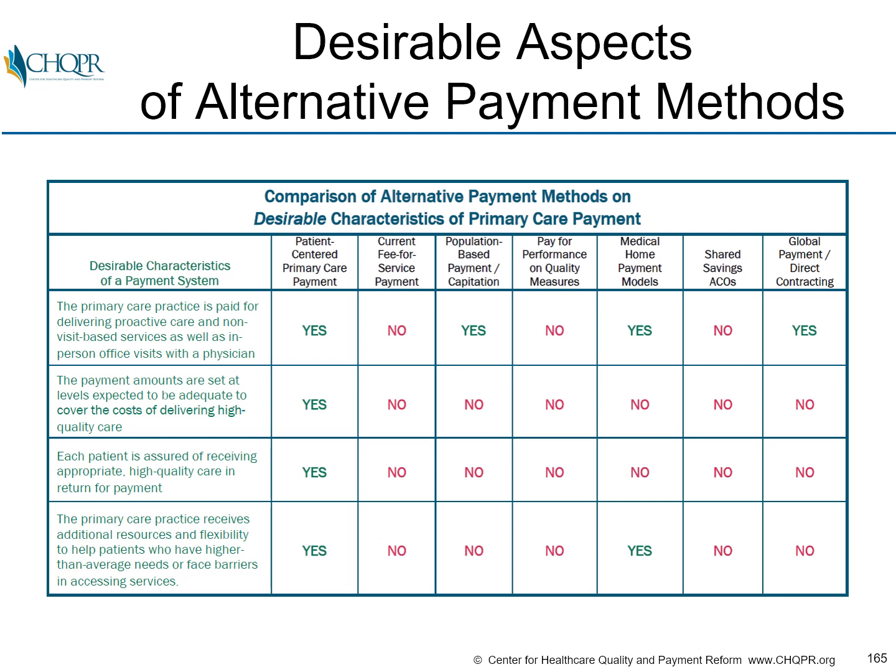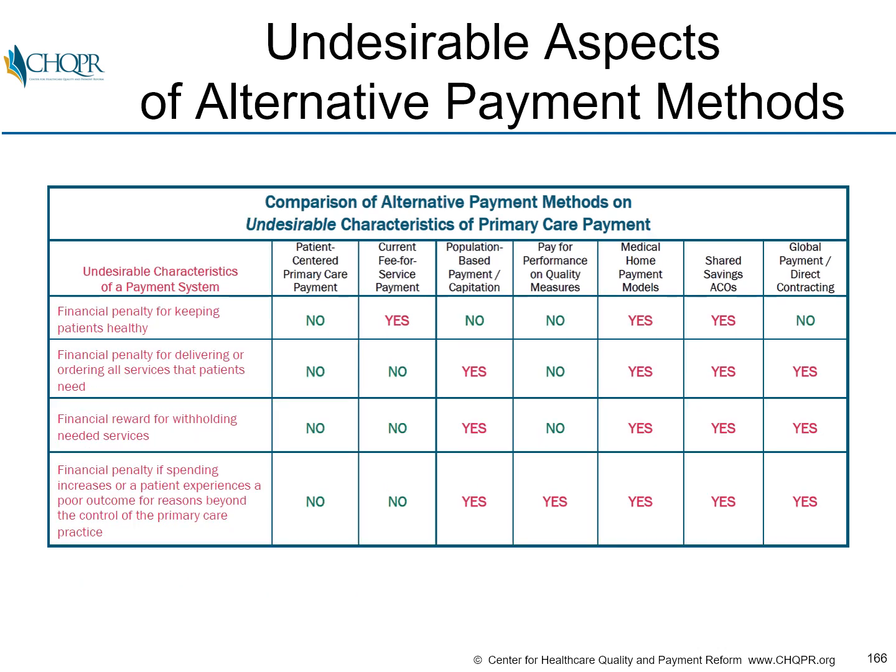Each patient should be assured of receiving appropriate high-quality care in return for payment. And the primary care practice should receive additional resources and flexibility to help patients who have higher than average needs or who face barriers in accessing services. In addition, patient-centered primary care payment is the only payment system that avoids 4 undesirable characteristics of a payment system. There is no financial penalty for keeping patients healthy.